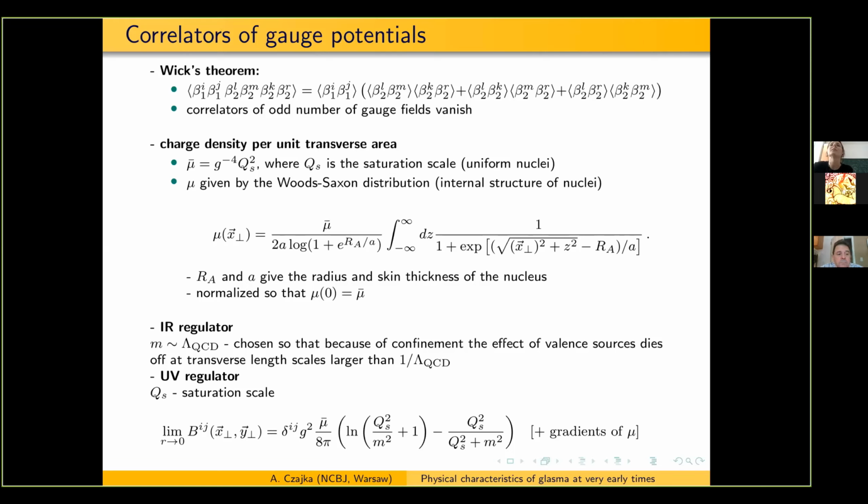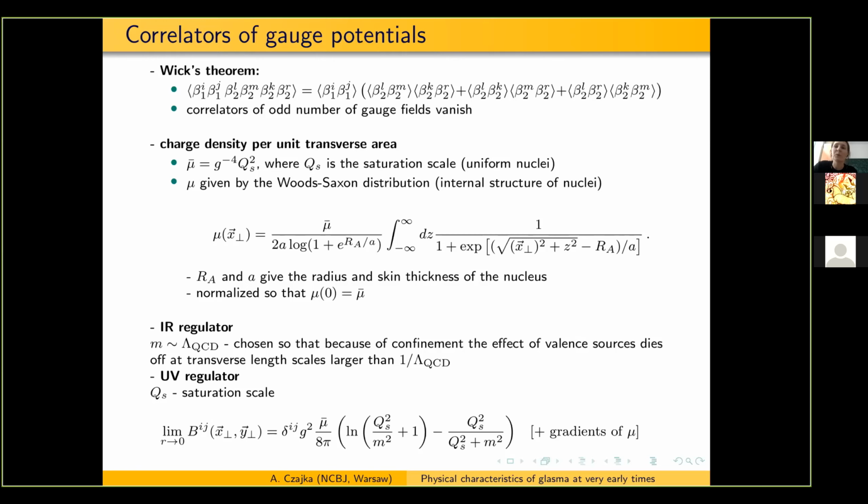Yeah, so we also assume that correlators of odd numbers of gauge fields vanish. We also studied two cases of the energy momentum tensor, where the charge density is uniform and related to the saturation scale, or given by a Wood-Saxon distribution. It should also be mentioned that infrared and ultraviolet regulators are needed to find any results in these regimes. And the basic ingredient for the stress energy tensor is this correlator.